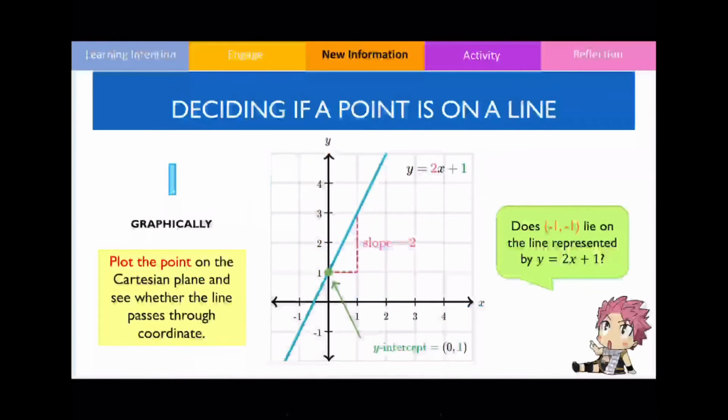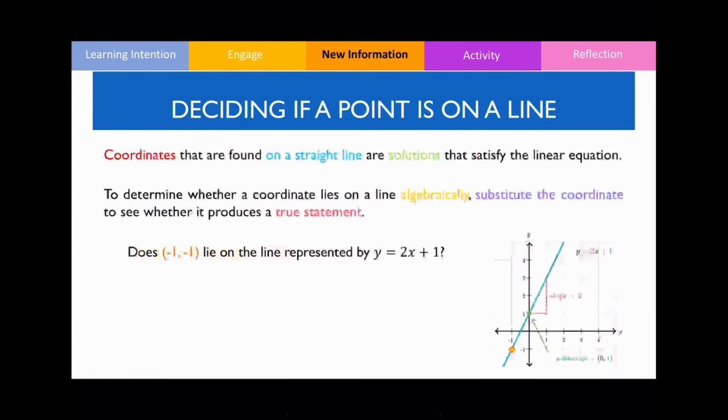So if this is my example over here, determine whether (-1, -1) lies on the line represented by this particular equation over here. If I plot the coordinate, that's where it lies. And in this case, you can clearly see that this coordinate lies along this straight line. So therefore, yes. Now, how would you do this algebraically?